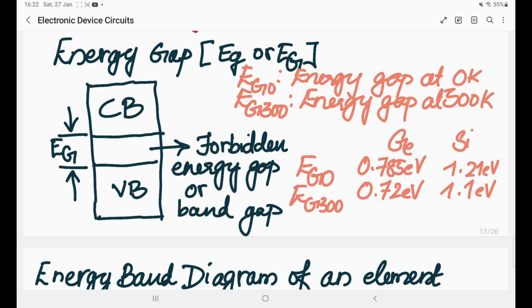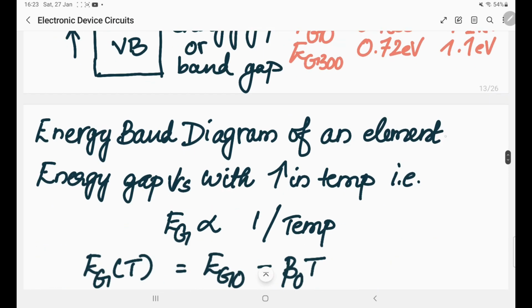The energy gap at 0 Kelvin is denoted as Eg0, and the energy gap at 300 Kelvin is Eg300. For germanium, the energy gap at 0 Kelvin is 0.785 electron volt, and for silicon it is 1.21 electron volt. At 300 Kelvin, for germanium the energy band gap is 0.72 electron volt. You can see there is a decrease, right? So as the temperature increases, the energy gap decreases. And for silicon, it is 1.1 electron volt.